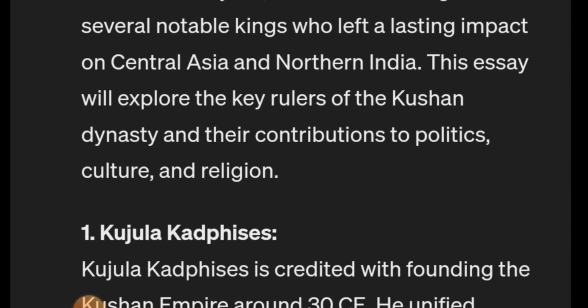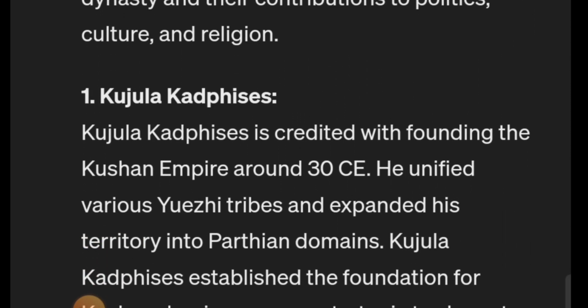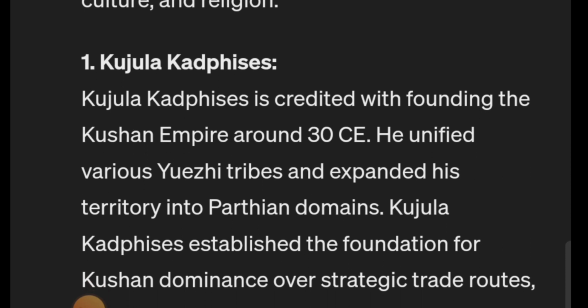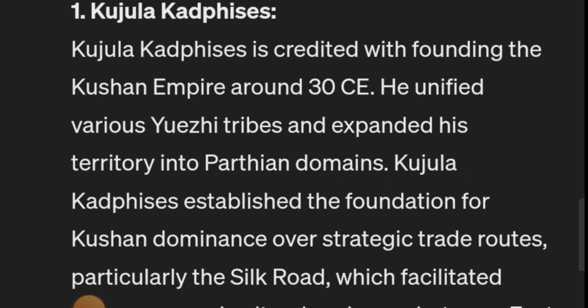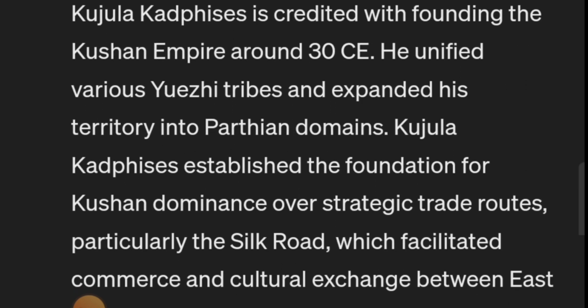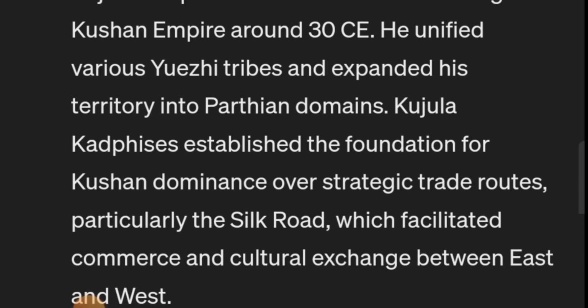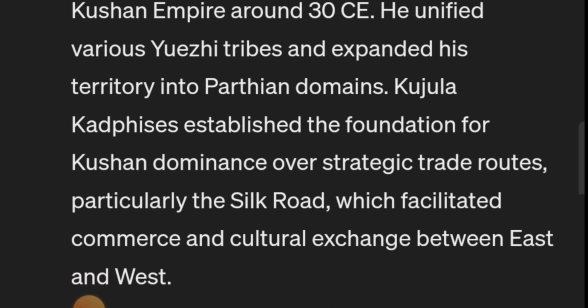It was a Central Asian tribe, the Yuezhi tribe, and the first founder of this dynasty was Kujula Cadphises. You can name him as Kujula also. The first king was Kujula Cadphises, and he is credited with founding the Kushan Empire around 30 CE. He unified 5 different Yuezhi tribes and expanded his territory into the Parthian domains. He defeated the Indo-Parthians and established his domain in the northwestern borders of India.